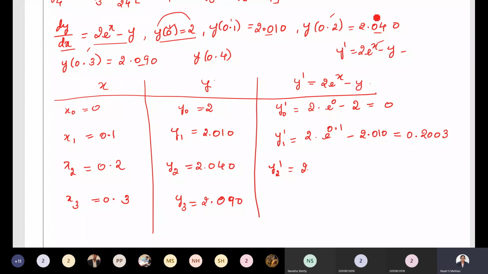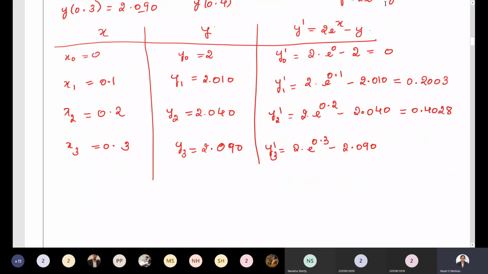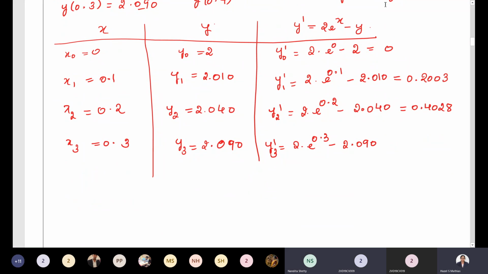What is y2 dash? 2 into e power, now x value is 0.2 minus corresponding y value is 2.040. 0.4028. Okay. Next, find y3 dash. Everybody work out y3 dash. It will be 2 into e power 0.3 minus y value is 2.090. 0.6097.